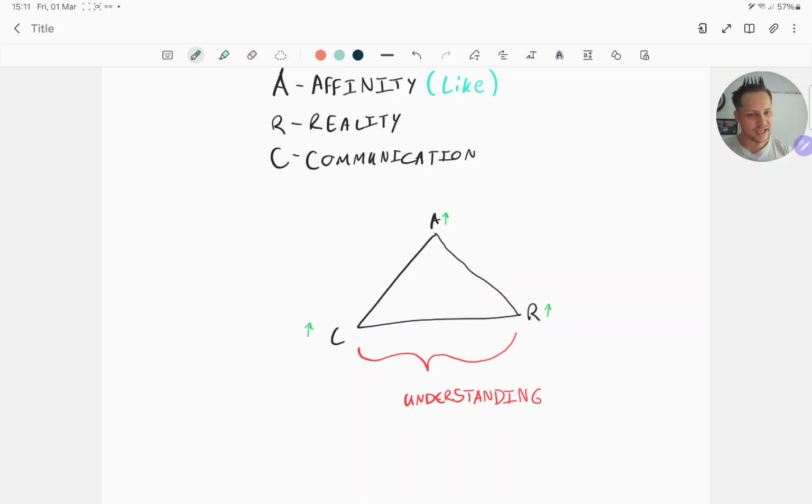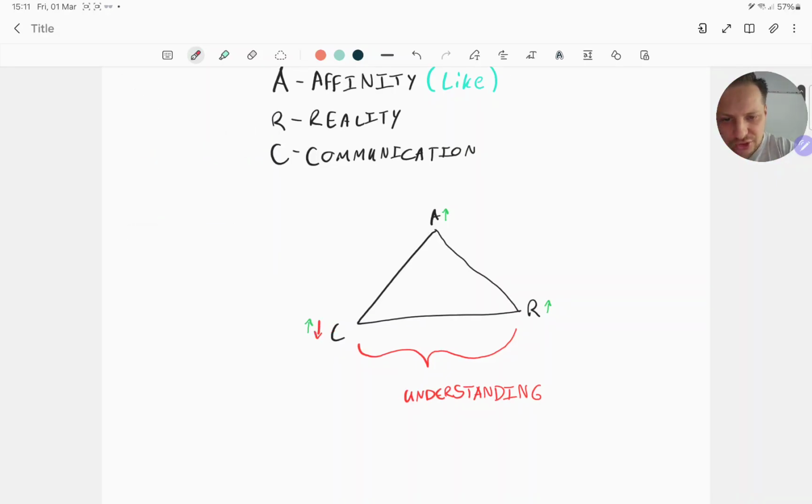Now, because you're understanding each other, your reality with each other goes up, and as a result of your reality, your affinity, your liking for each other goes up. When all three of these happen, you have a better understanding of the person. But it can work in the opposite direction as well. If your communication starts to deteriorate with a person, your conversation is going nowhere, you're not going to like the person as much, so you're going to have less affinity with that person, and your reality with that person is going to go down. You're going to see yourself as further and further away from that person.